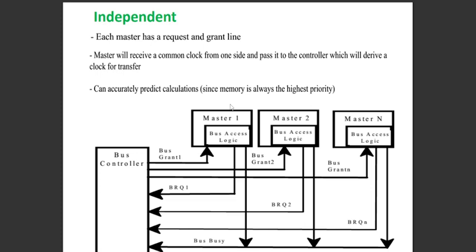Coming to the independent method, the last one, each master has a request and grant line. The master will receive a clock common from one side and pass it to the controller, which will derive a clock for transfer. The diagram shows the logical representation of independent. It can accurately predict calculations since memory is always high priority.